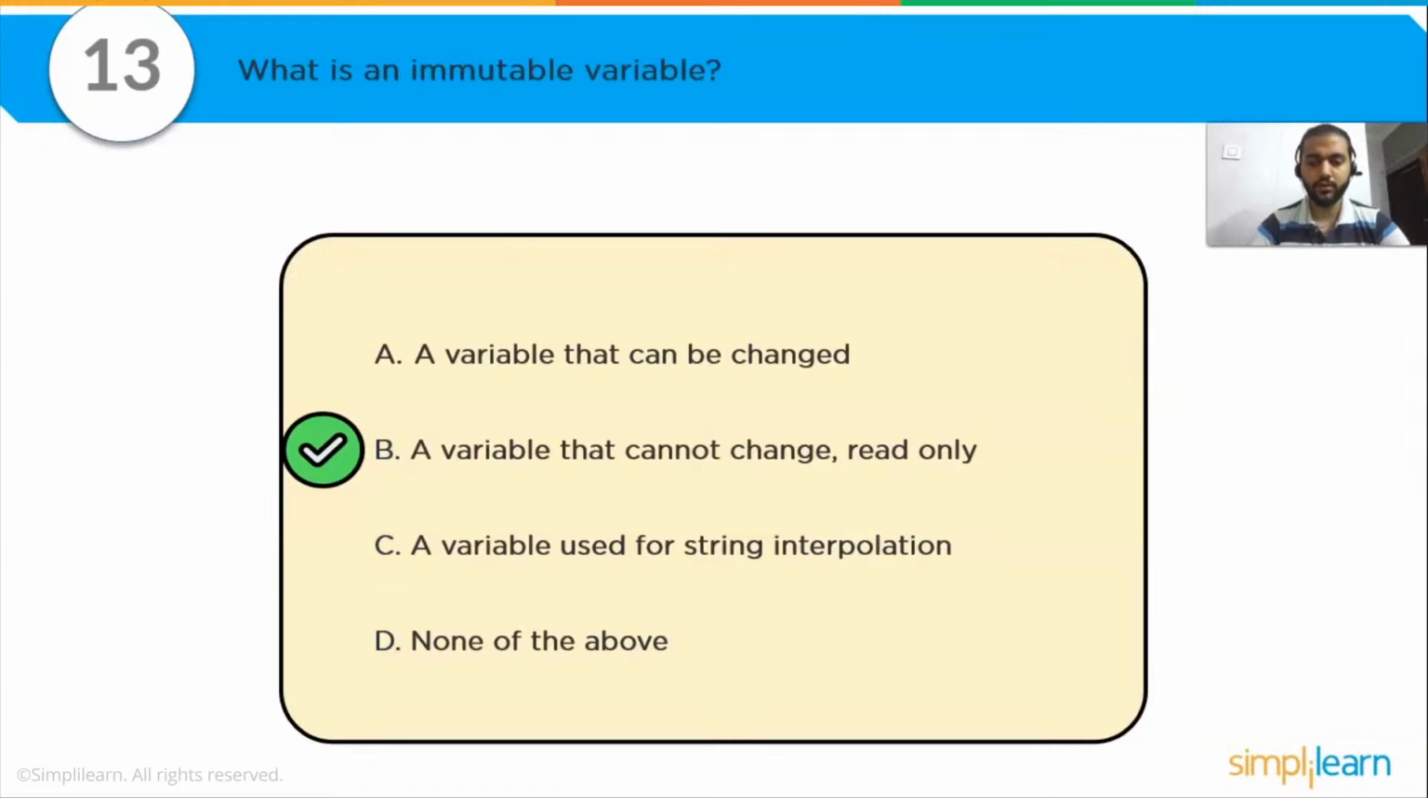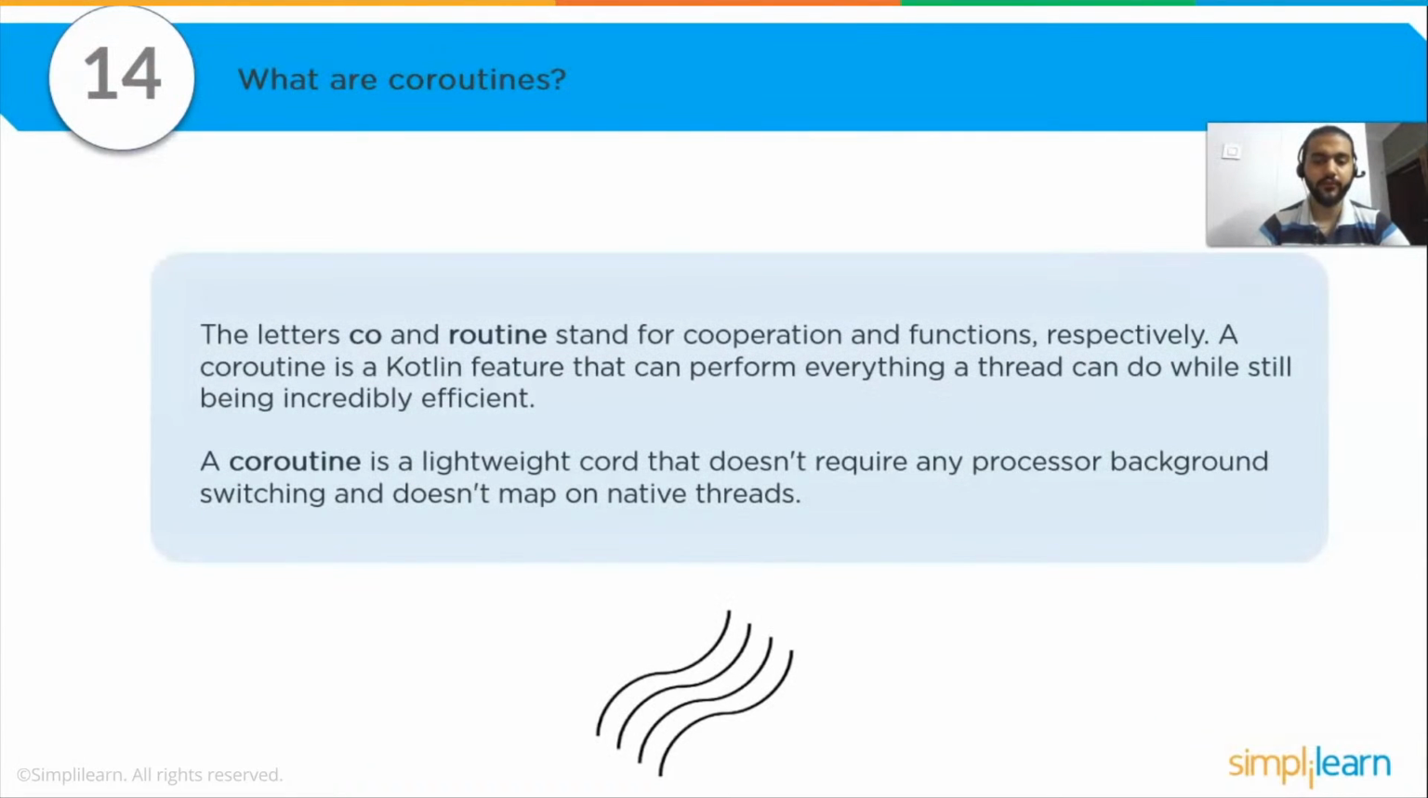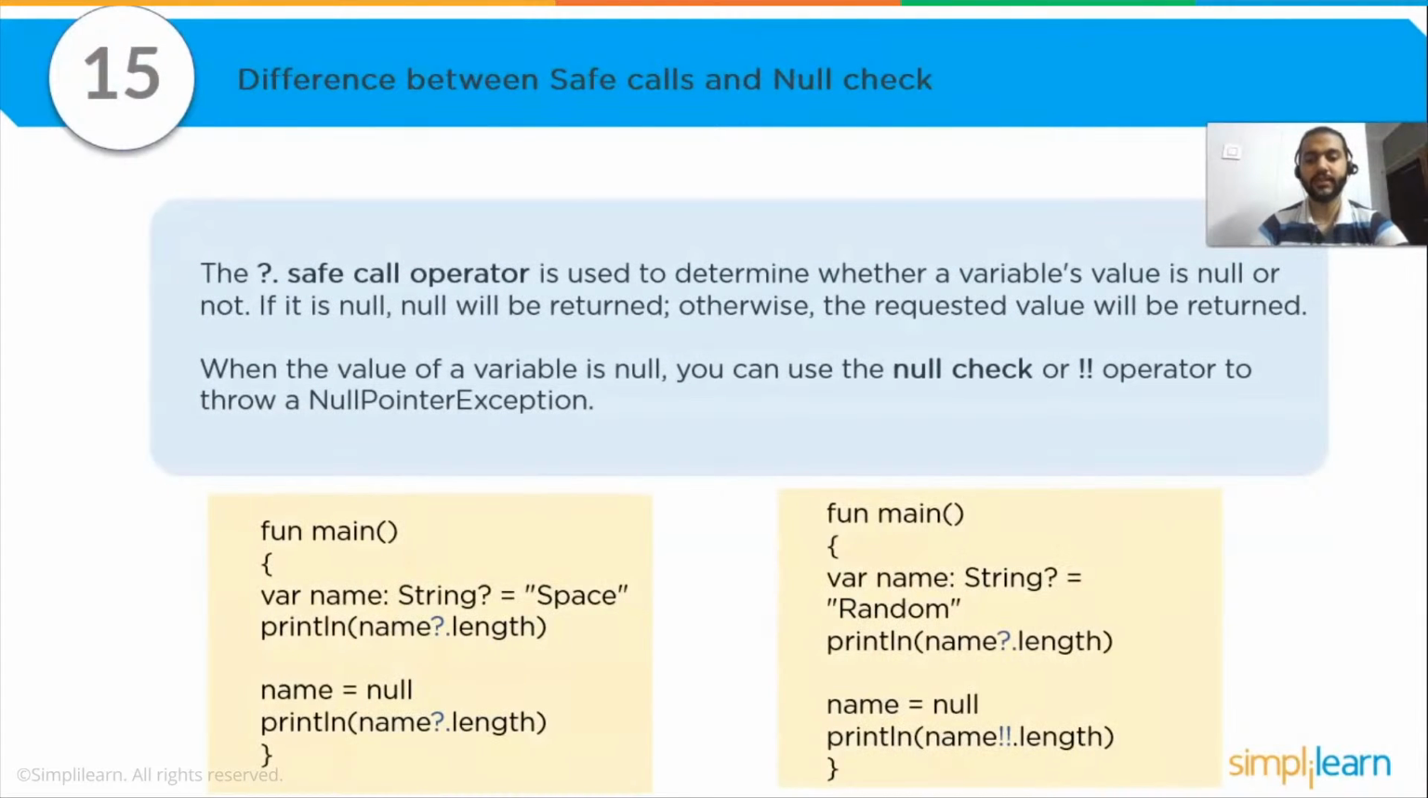Now coming on to the 14th question, which is what are coroutines? It is a very important concept. So the letters co and routine stand for cooperation and function respectively. A coroutine is a Kotlin feature that can perform everything a thread can do while still being incredibly efficient. A coroutine is a lightweight code that doesn't require any processor background switching and doesn't map on native threads.